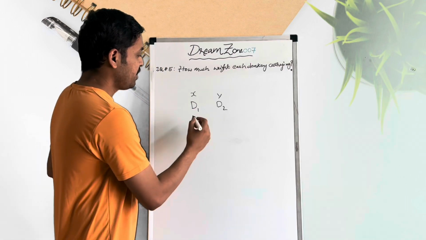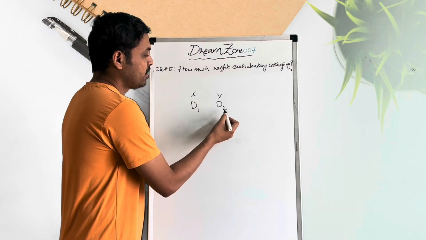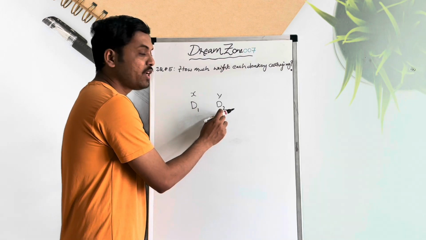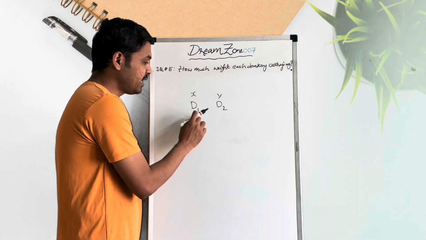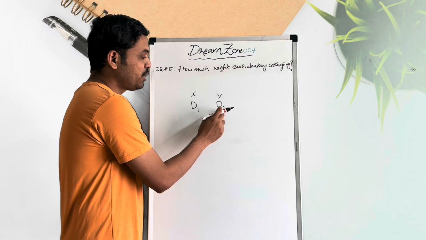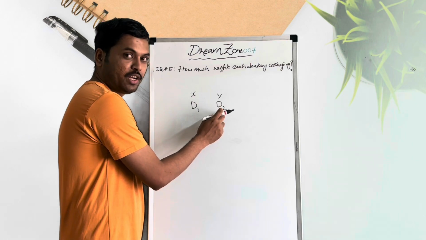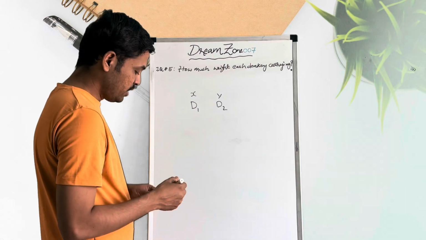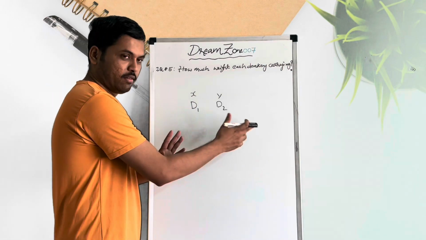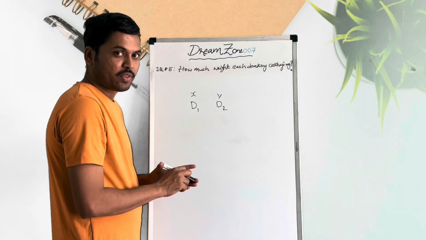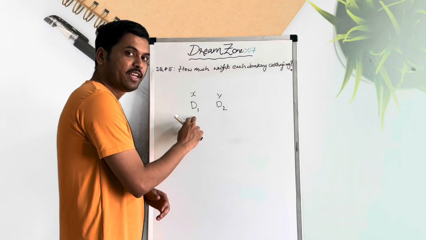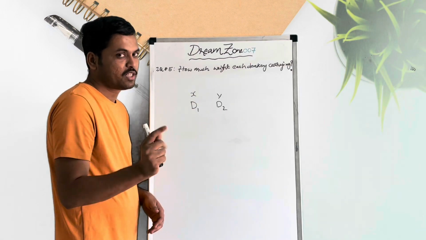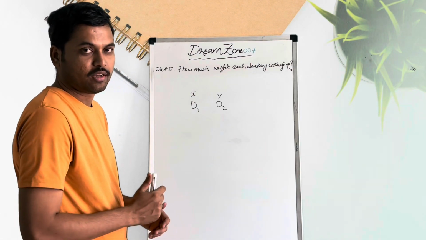That means when 1 kilo is given from D1 to D2, D2 will have double the weight of D1. But if 1 kilo is taken from D2 to D1, then D2 and D1 will have the same weight. Now the question is, before transferring each 1 kilo, how much weight are donkey 1 and donkey 2 each carrying? That is the question. Hope you understand the question, right?